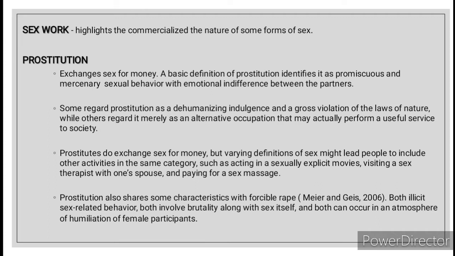Prostitutes do exchange sex for money, but varying definitions of sex might lead people to include other activities in the same category, such as acting in sexually explicit movies, visiting a sex therapist with one spouse, and paying for a sex massage. Prostitution also shares some characteristics with forcible rape. Both are illicit sex-related behaviors, both involve brutality along with sex itself, and both can occur in an atmosphere of humiliation of female participants. Nature and extent.